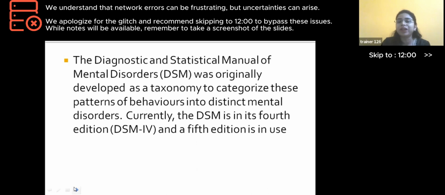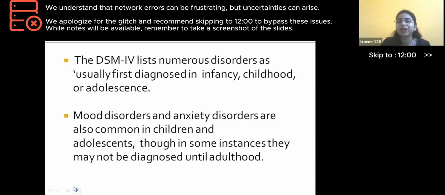We have the DSM and the ICD-10. The DSM is also in its fifth edition, and this DSM was started by the American Psychological Association, right? And ICD-10 is a book which has numerous disorders, usually first diagnosed in infancy, childhood, or adolescence. Some of the common disorders in children are anxiety.